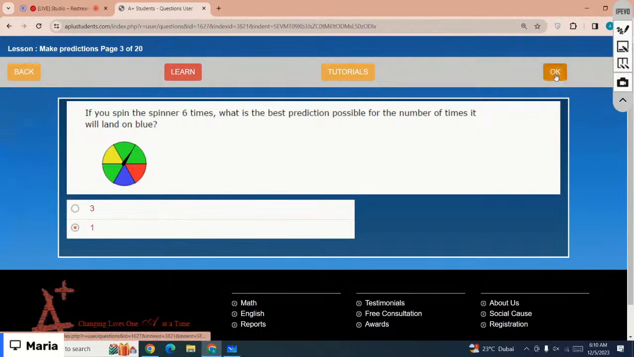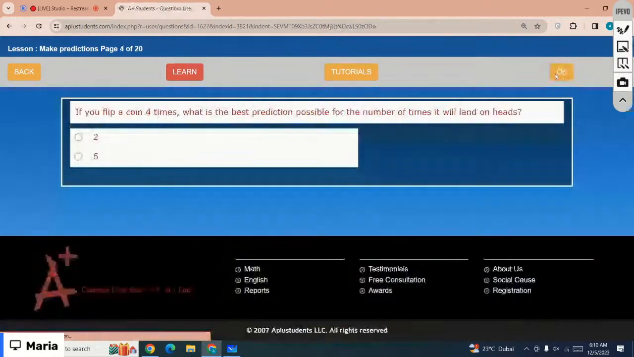The next one is, if you flip a coin 4 times, what is the best prediction possible for the number of times it will land on head? Which is the correct option?